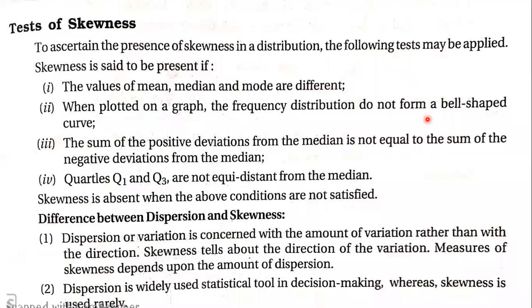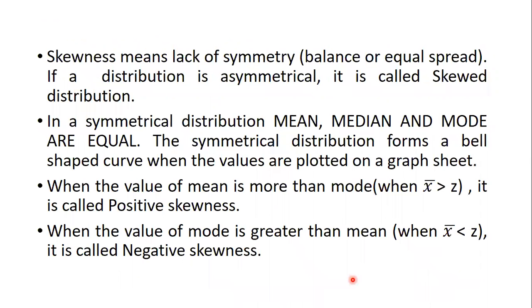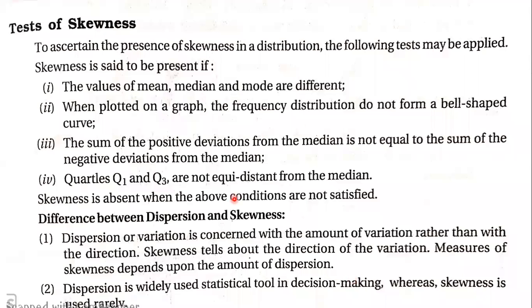Now when you plot the mean, median and mode on the graph, if it is not coming to this shape, then it means there is skewness. If it shifts to one of the sides, either the negative side or the positive side, it means that skewness is present. Next, the sum of the positive deviations from the median is not equal to the sum of negative deviations from the median. You will understand this while we are solving the problems. We will be calculating deviations here also, D and D dash.